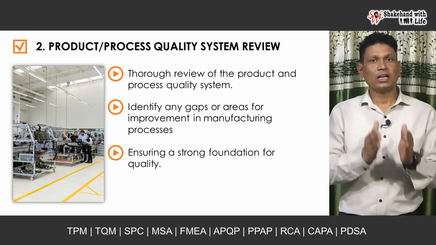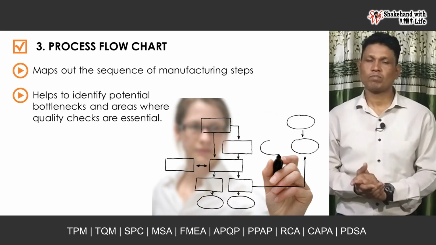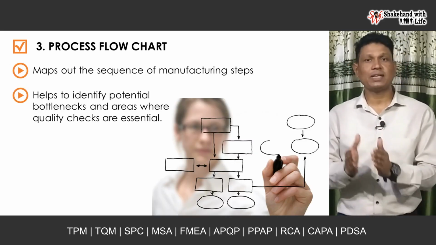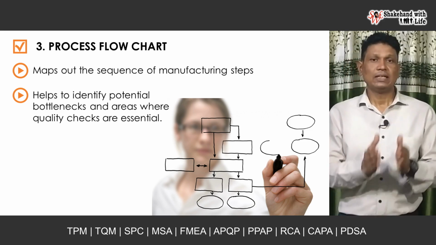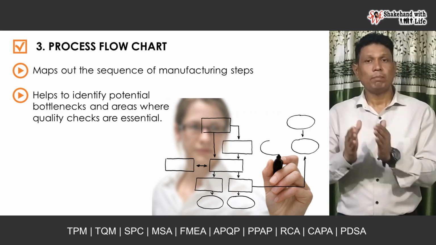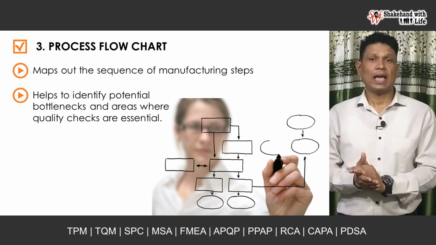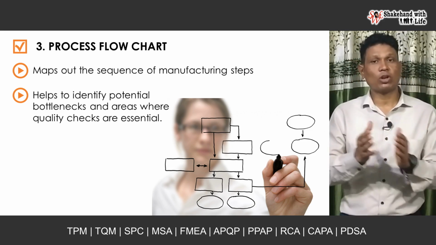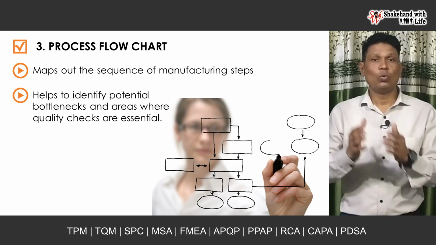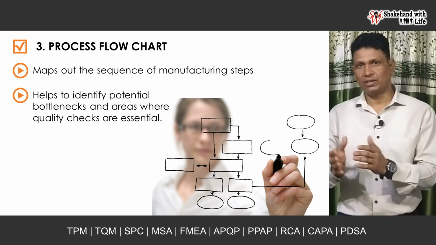Step 3 is process flow chart. Step 3 involves creating a process flow chart. This visual representation maps out the sequence of manufacturing steps, helping us identify potential bottlenecks and areas where quality checks are essential.